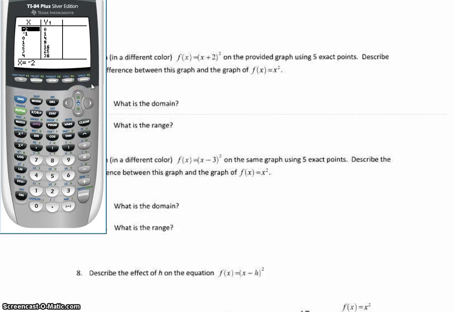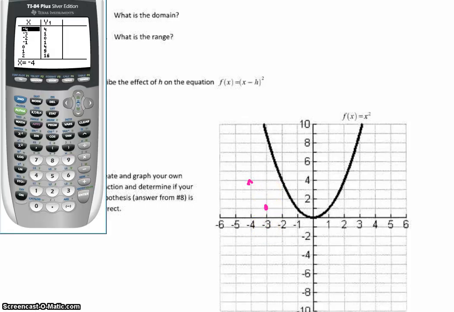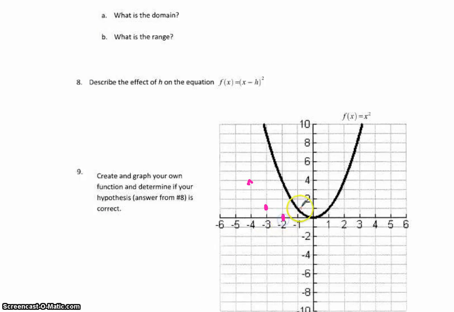Go to your table. I would go -4, 4, -3, 1, -2, 0, -1, 1, and 0, 4. And then you draw your graph.